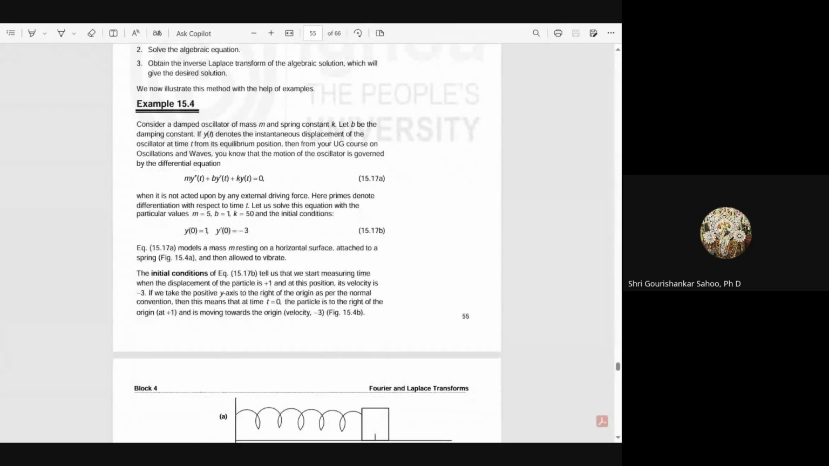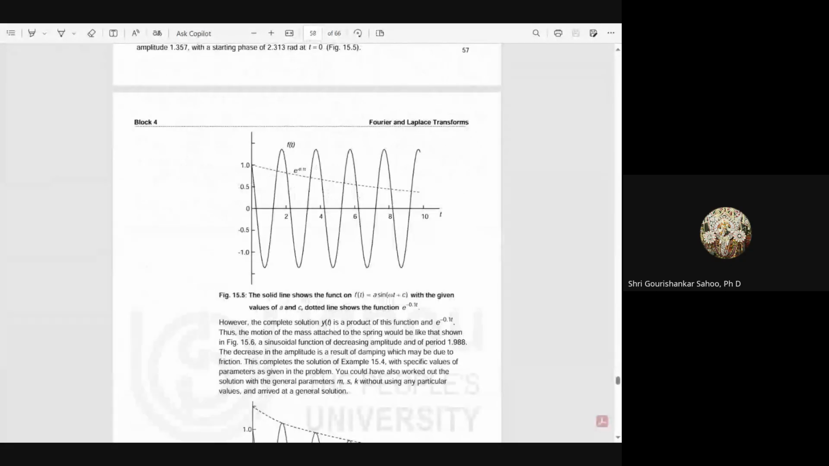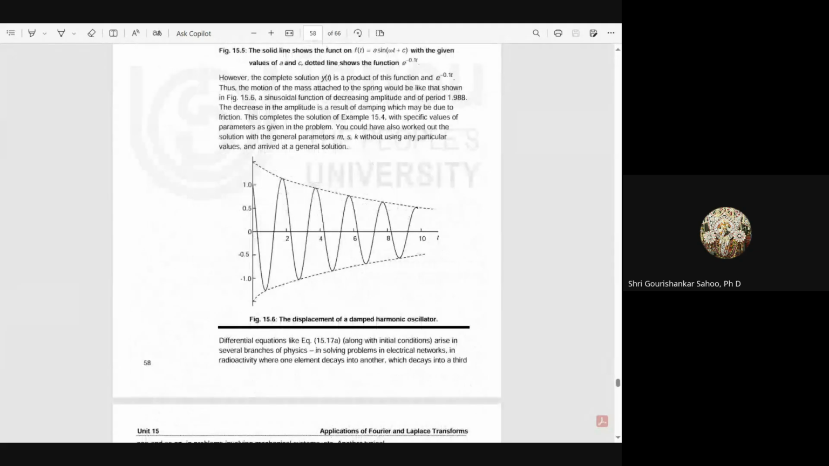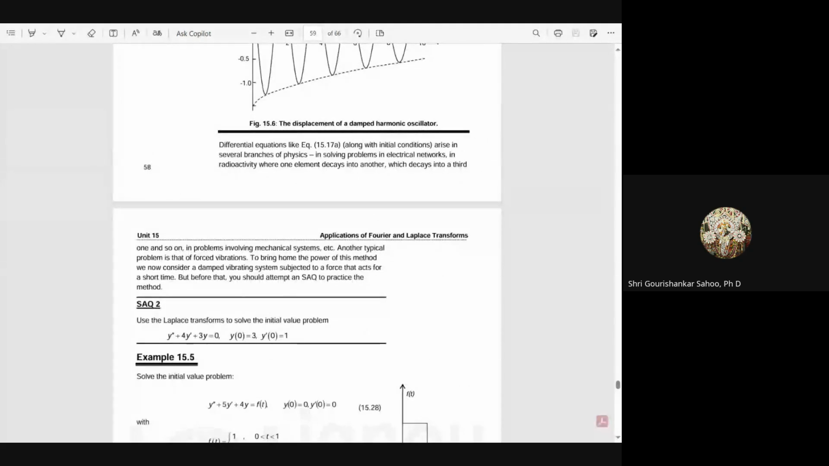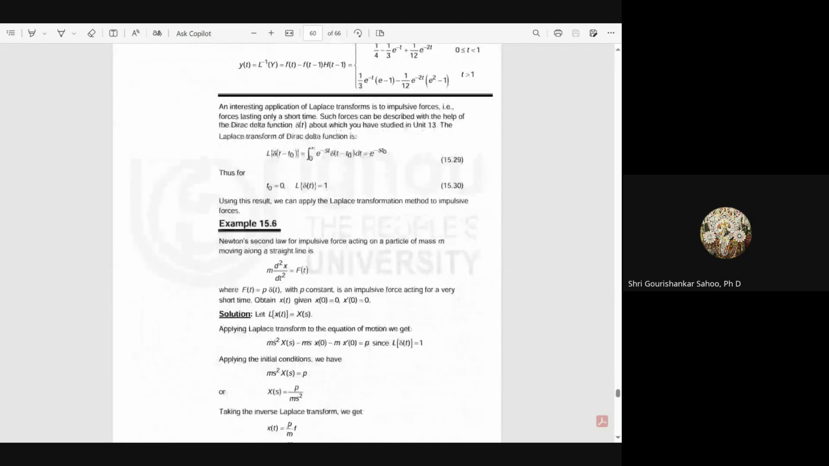Similarly, Laplace transform can be used to solve many problems like the damped oscillator. You can see here the displacement of a damped harmonic oscillator. You can solve it by Laplace transform. Use Laplace transform to solve the initial value problem y double dash plus 4y dash plus 3y is equal to 0, y(0) is equal to 3, y dash at 0 is equal to 1. So this is figure 15.7 for the sine function f(t), and you can solve it by using Laplace transform.